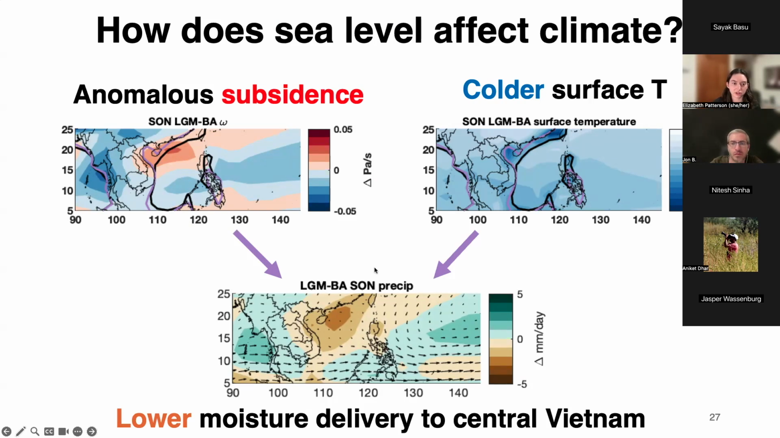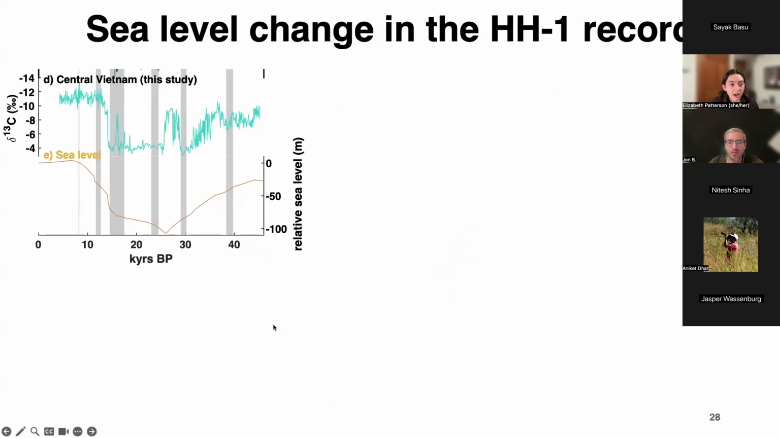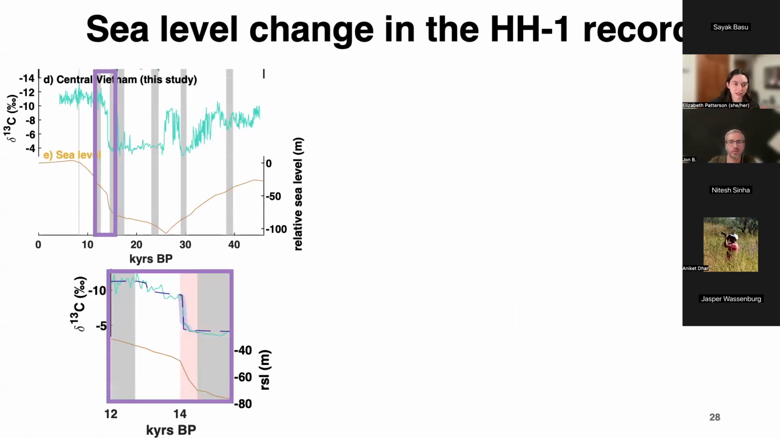And I'll remind you that the monsoon rainfall track is right over this region where there would be the exposed land. So just to sum it up, if we go back to our record again, if we zoom in on this period where we have a rapid dry to wet shift, so this is the carbon isotopes here, we see that it corresponds with this really abrupt change in sea level.